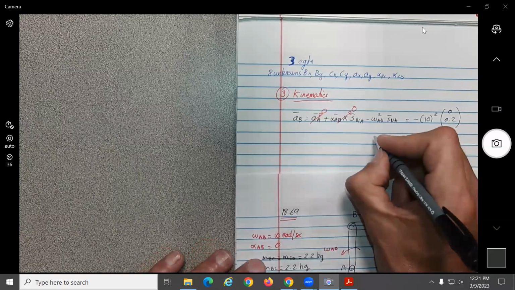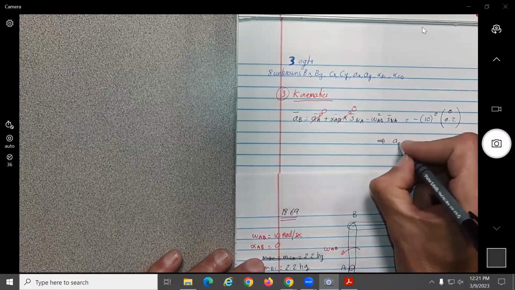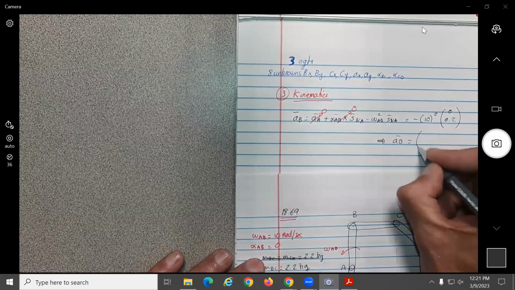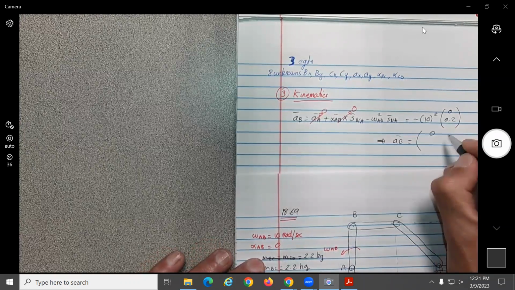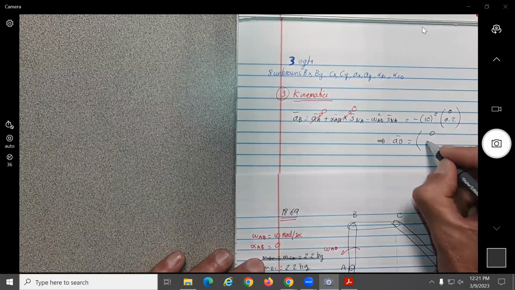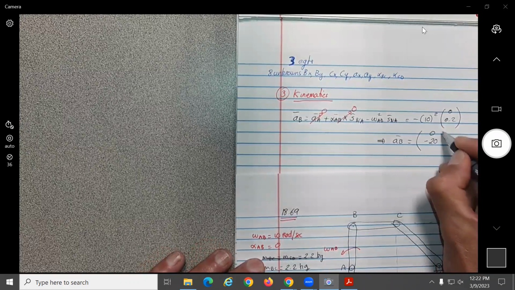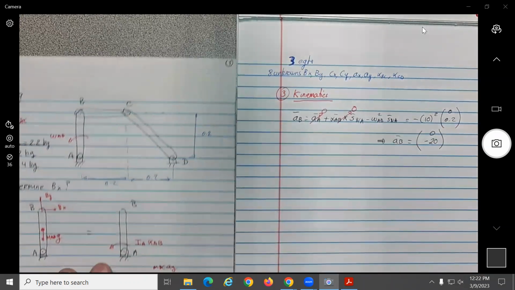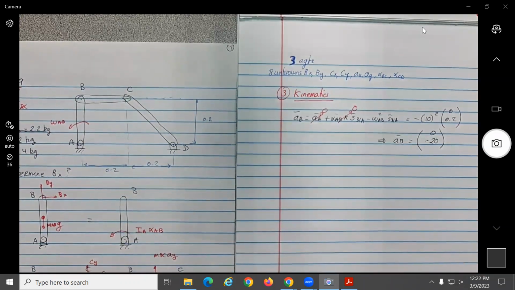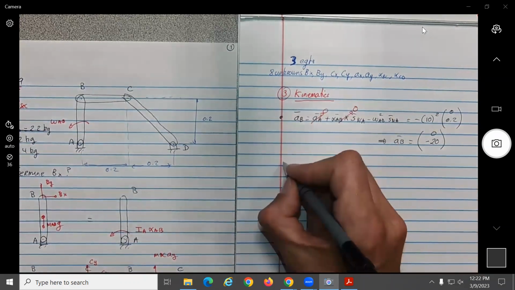So basically, I'm going to do this very quick. You get A sub B will be equal to whatever, 0 and 20, no? Negative 20. Okay, now it's going to be a nightmare. I mean, it's a lot of calculations. What are you going to do?